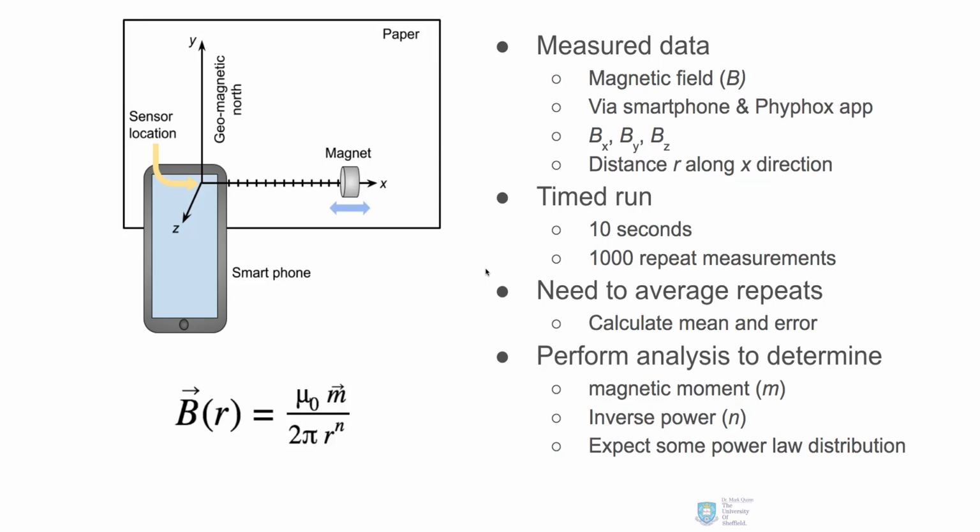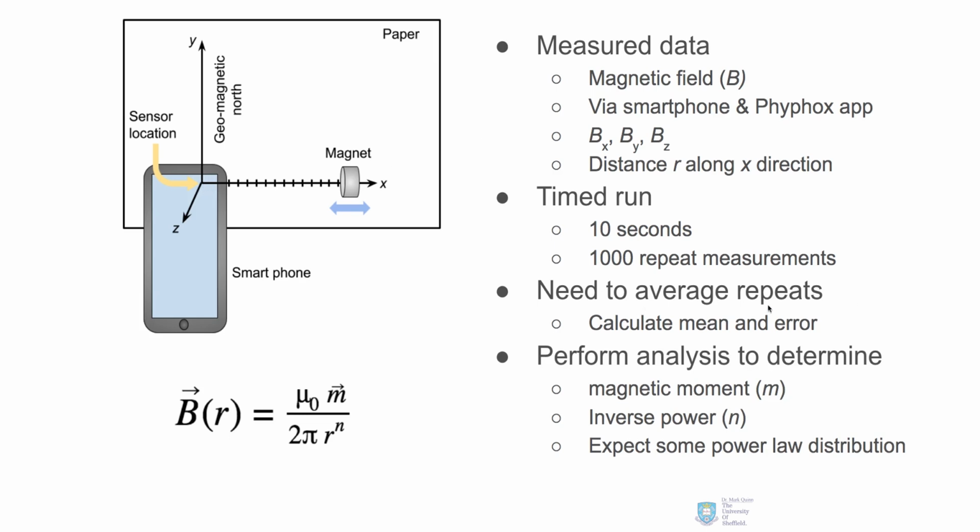In this video, we're going to perform a nonlinear analysis on our data. And this data came from a physics experiment measuring the magnetic field of a magnet at different distances away from a sensor. And the sensor in this case is a magnetometer sensor inside our smartphone.